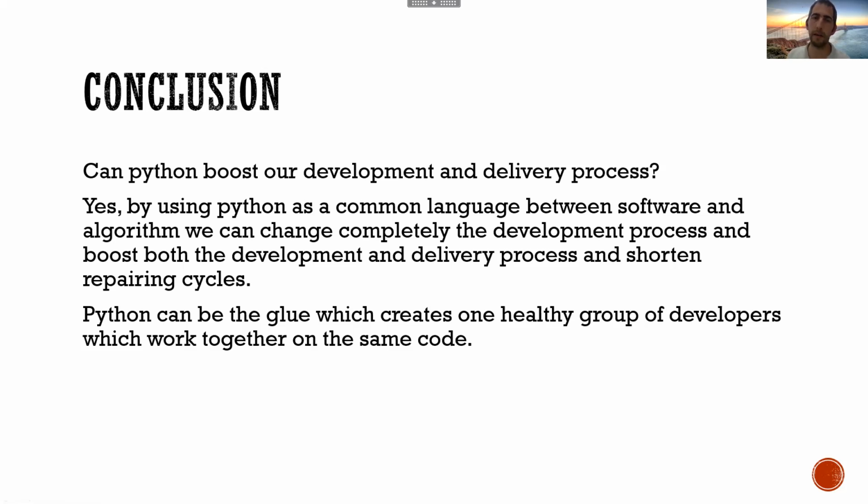So in the beginning, we asked if we can use Python not only as a cool language for cool projects, but also as a language that will change the development process. I presented the process we went through at Applied Materials, and I showed you how we took Python and used it as a common language between software and algorithm. By doing that, we completely changed the development process, boosted both the development and delivery process, and shortened the repair cycle. I showed you how Python can also be the glue which creates one healthy group of developers who work together on the same code.